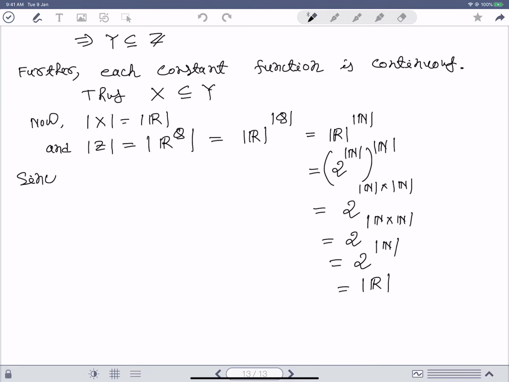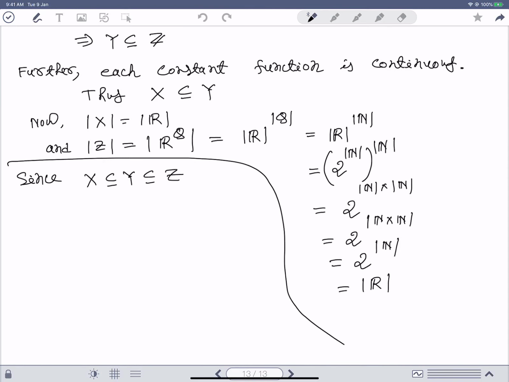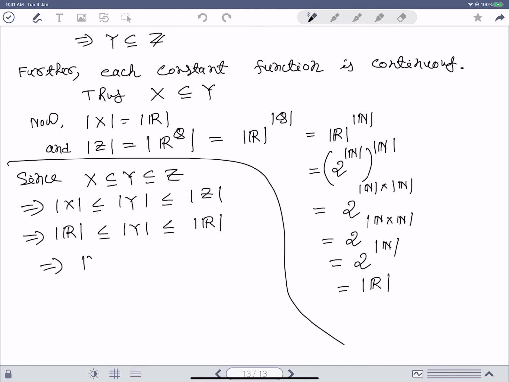Since we have X subset of Y subset of Z, that implies cardinality of X is less than or equal to cardinality of Y, which is less than or equal to cardinality of Z. We have proved that the cardinality of X is the cardinality of R, so it is less than or equal to the cardinality of Y, which is again less than or equal to the cardinality of R. Therefore the cardinality of Y is the same as the cardinality of R. So the cardinality of the collection of all continuous functions from R to R is the same as the cardinality of R. Fine.